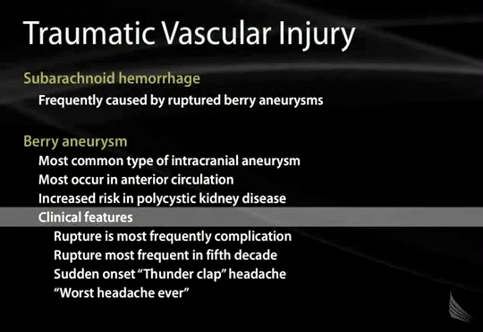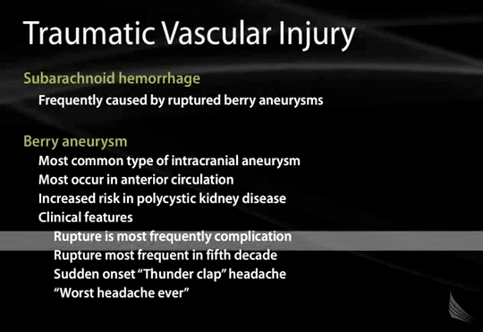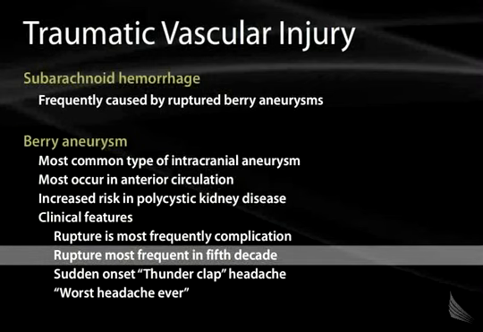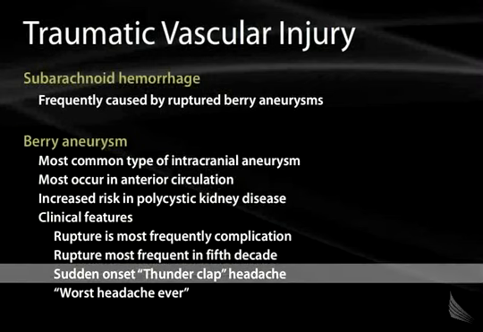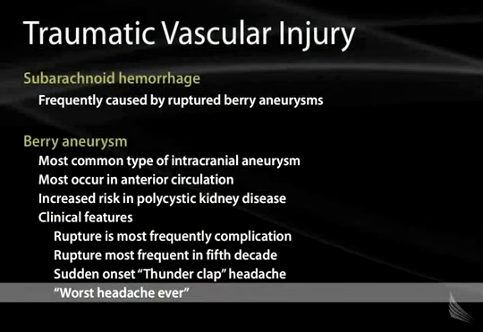Clinical features of aneurysms include rupture, frequently in the 5th decade, and a clinical syndrome of thunderclap headache, or the patient saying this is the worst headache of my life. Again, neurosurgery should be consulted immediately in any suspected case of subarachnoid hemorrhage.